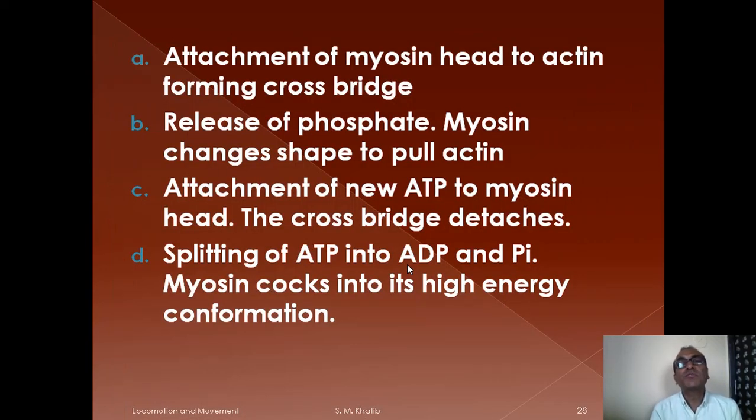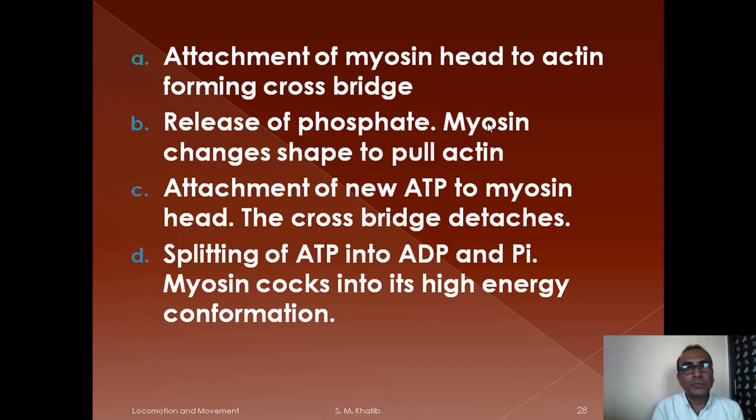A. Attachment of myosin head to actin forming cross bridge. B. Release of phosphate. Myosin changes shape to pull actin. C. Attachment of new ATP to myosin head. The cross bridge detaches. D. Splitting of ATP into ADP and inorganic phosphate. Myosin cocks into its high energy conformation. Now, out of these options, which one is the right one?